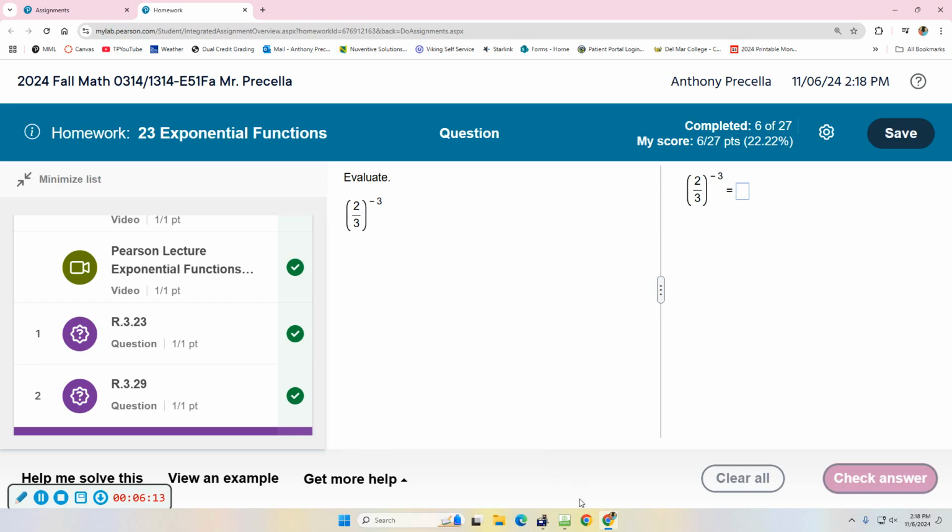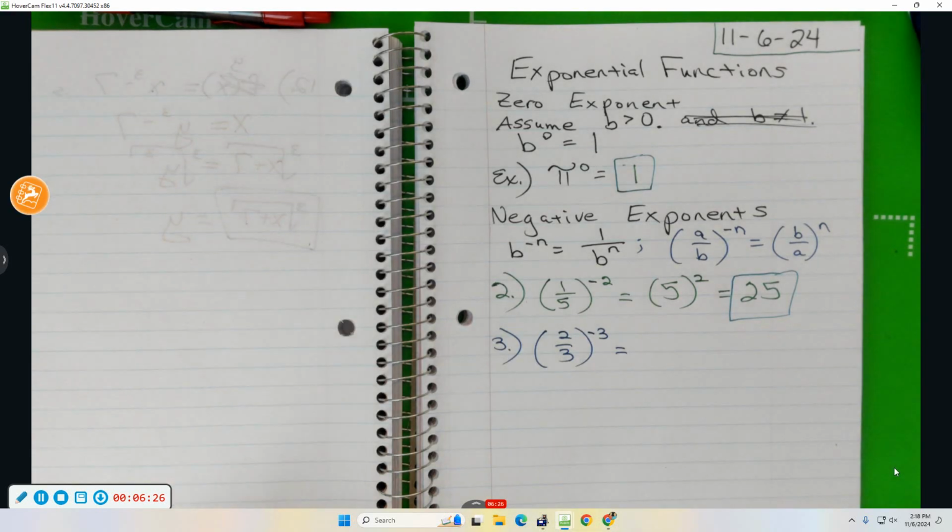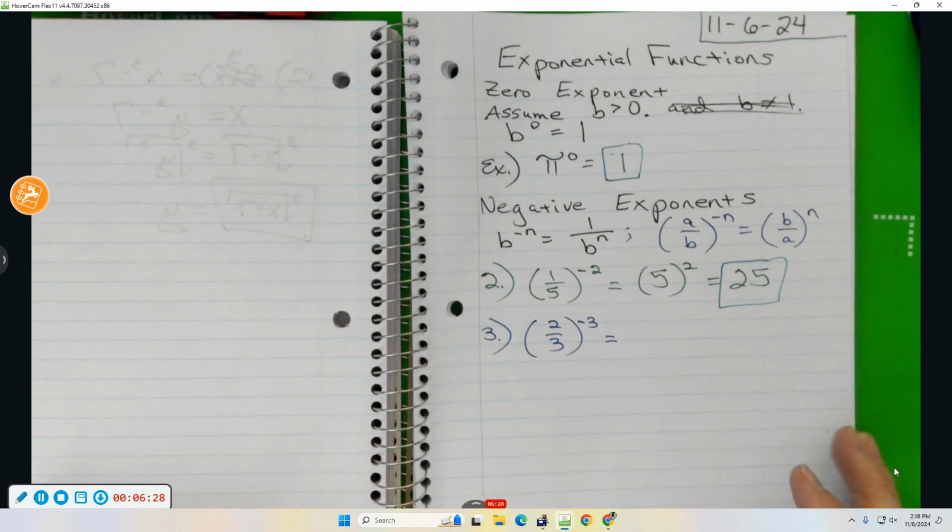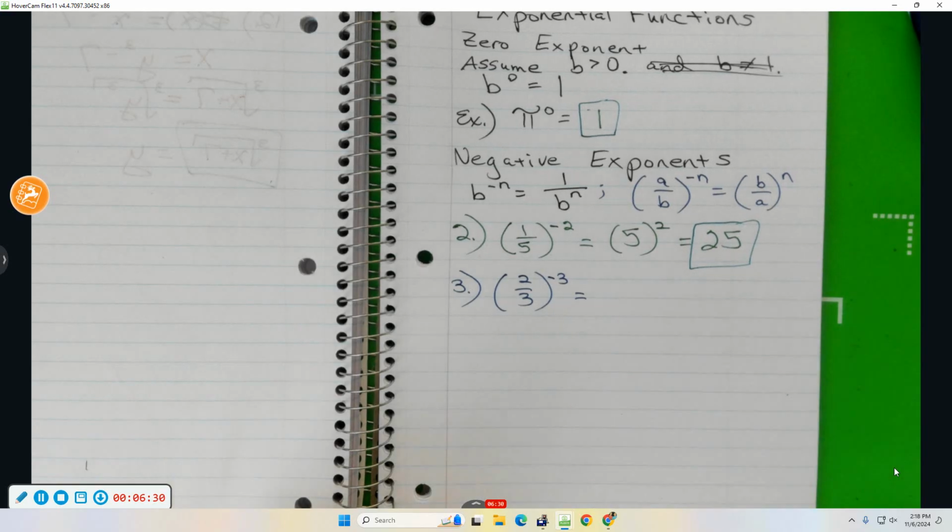Oh, number 3. I like this one. Okay. 2/3 to the negative 3. 2/3 to the negative 3 power. Okay, I see that I have a fraction to a negative power.